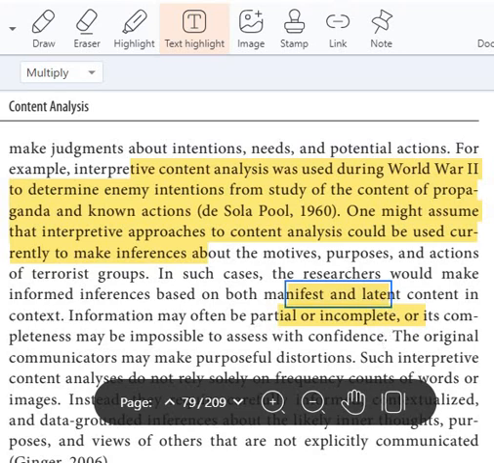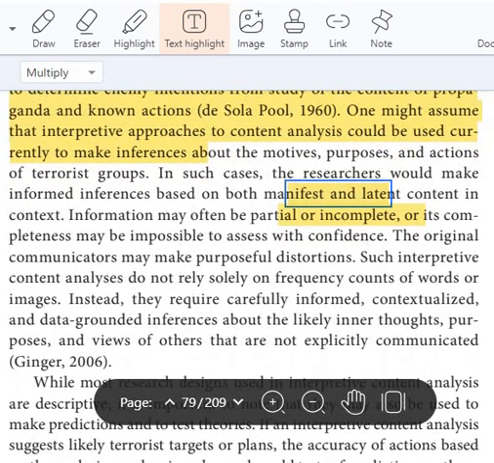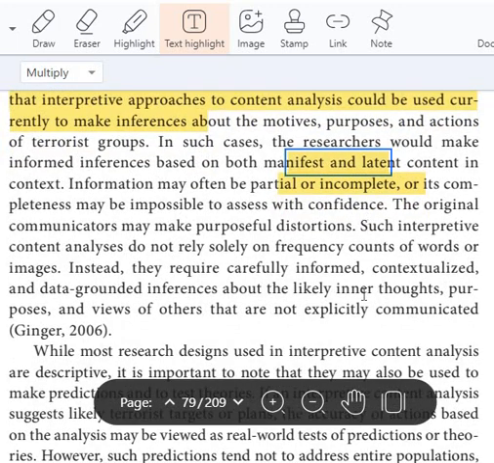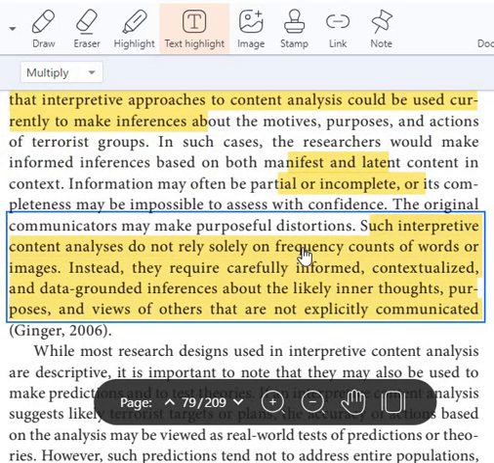Okay, let's read this one. Such interpretive content analyses do not rely solely on frequency counts of words or images, so it is unlike the basic content analysis. Here, researchers require carefully informed, contextualized, and data-grounded inferences about the likely inner thoughts, purposes, your views of others that are not explicitly communicated.